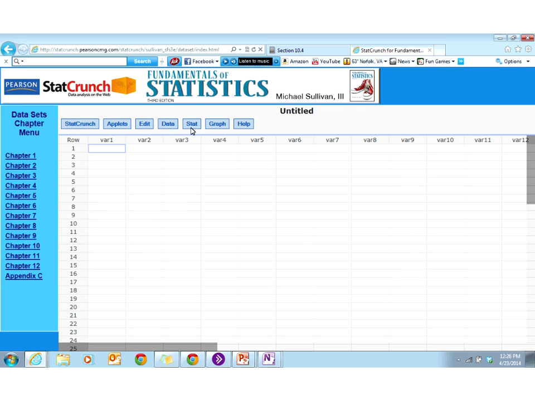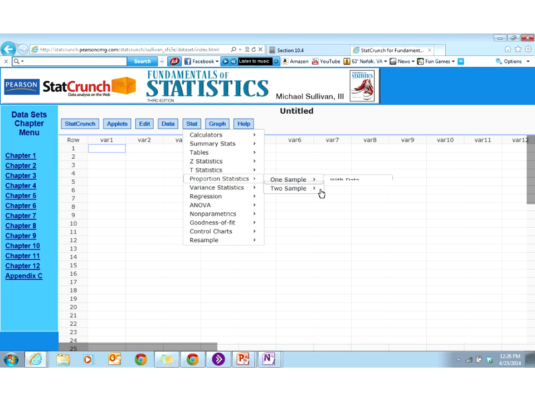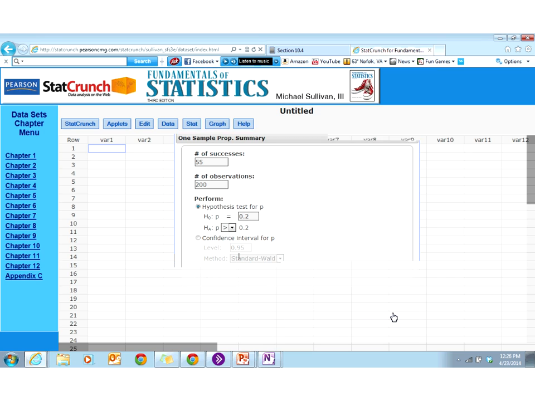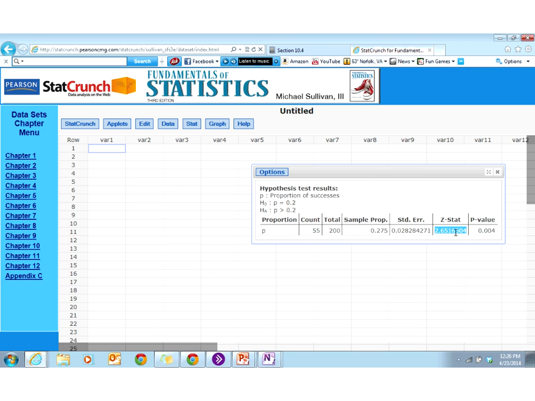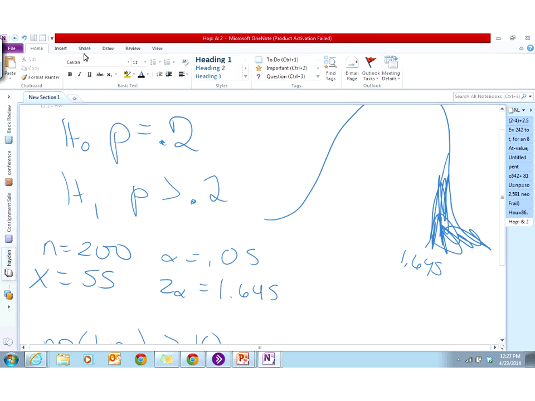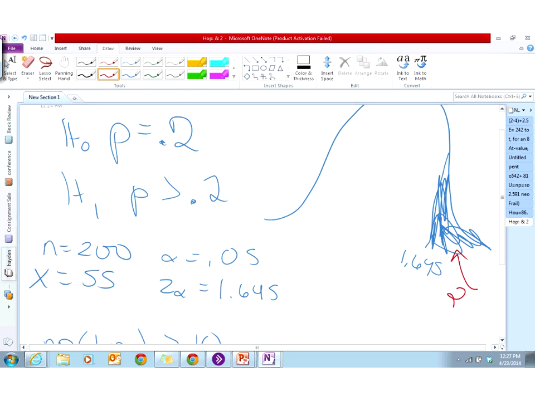And we're going to go to Stat, Proportion Statistics, one sample, with summary. Number of successes was 55. Number of observations was 200. Hypothesis that P equals 0.2, and the alternative is that it's greater than 0.2. Compute. All right, our Z statistic is 2.652. Go back and look at our drawing. It was 2.652. That's in the rejection region.